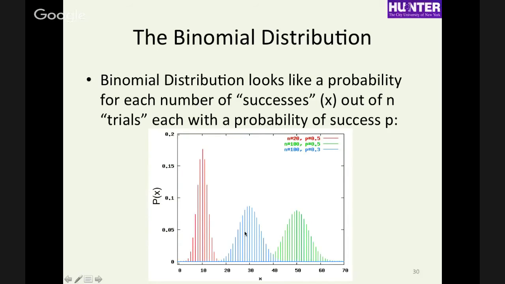Does anyone want to tell me if these distributions look familiar? What do they look like? Yeah, they do. They look like the normal distribution. And this is going to come to the rescue when we're talking about large n.